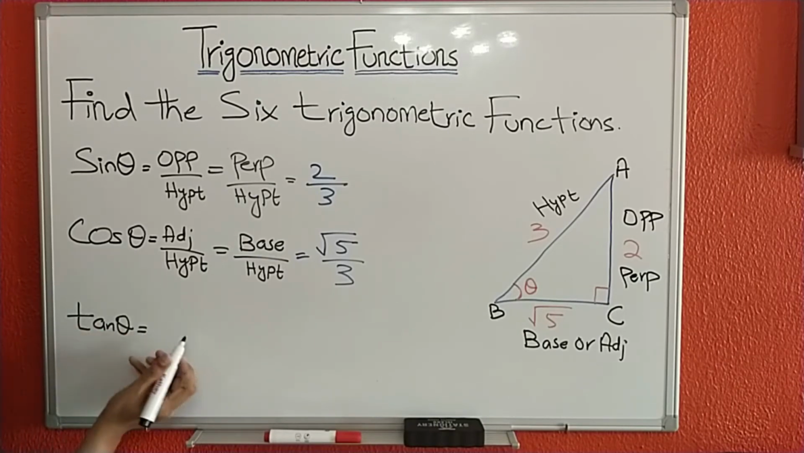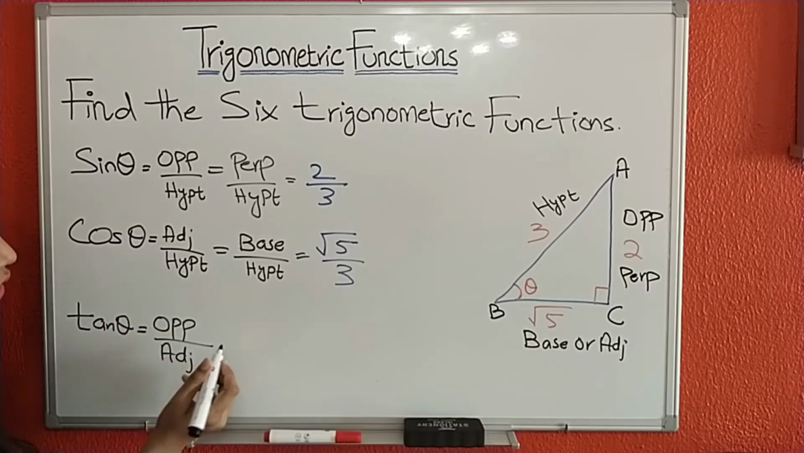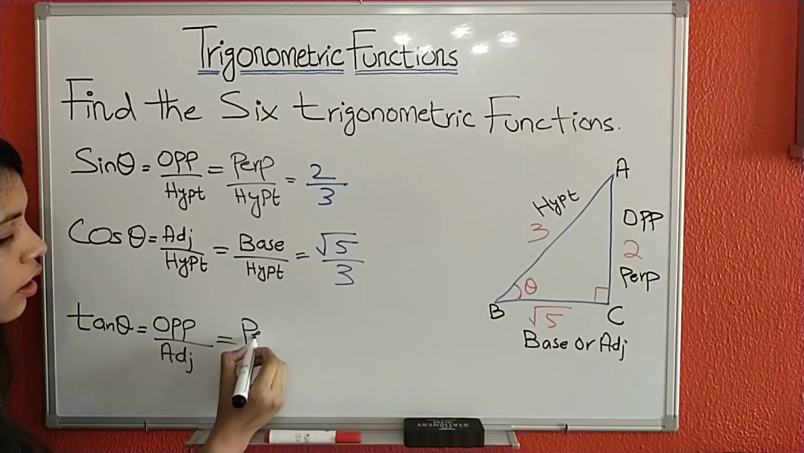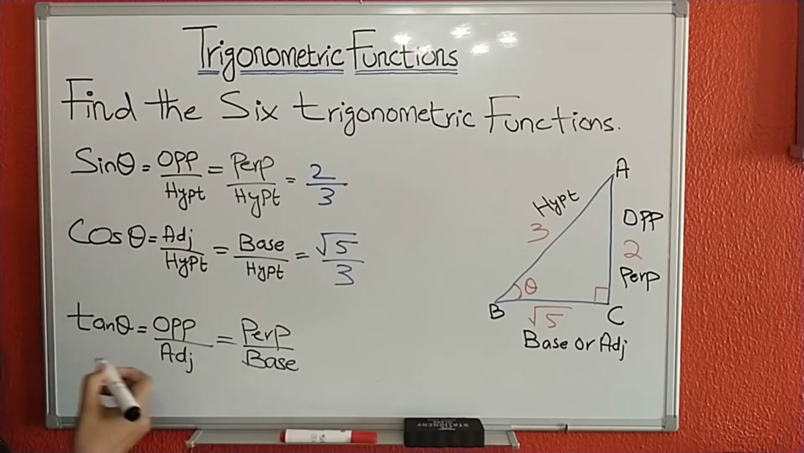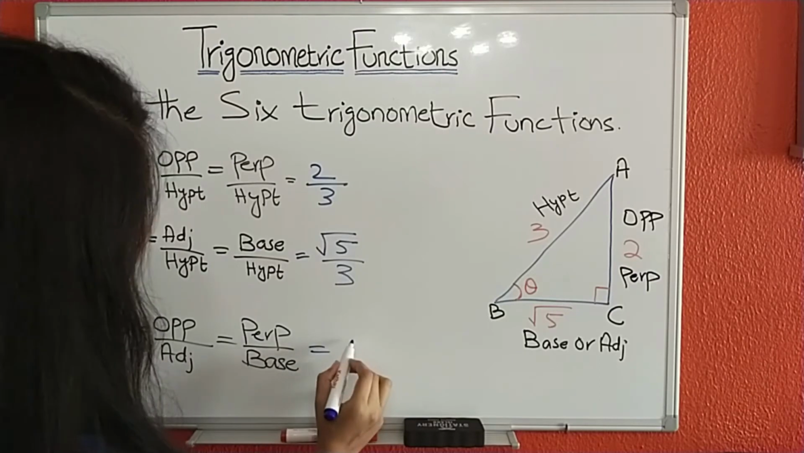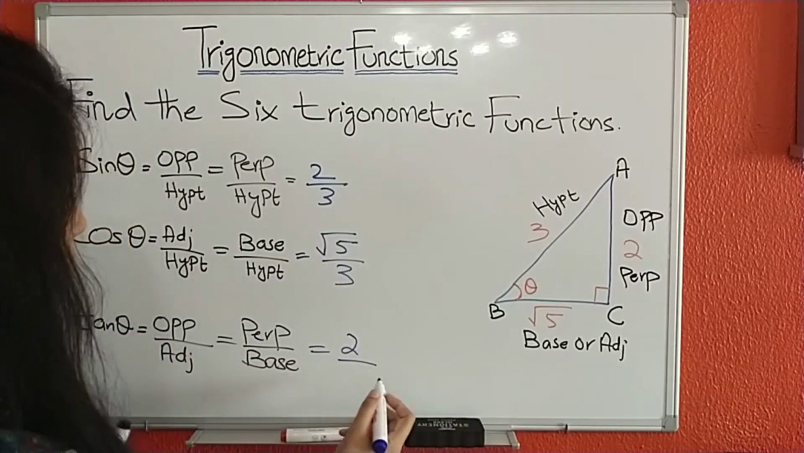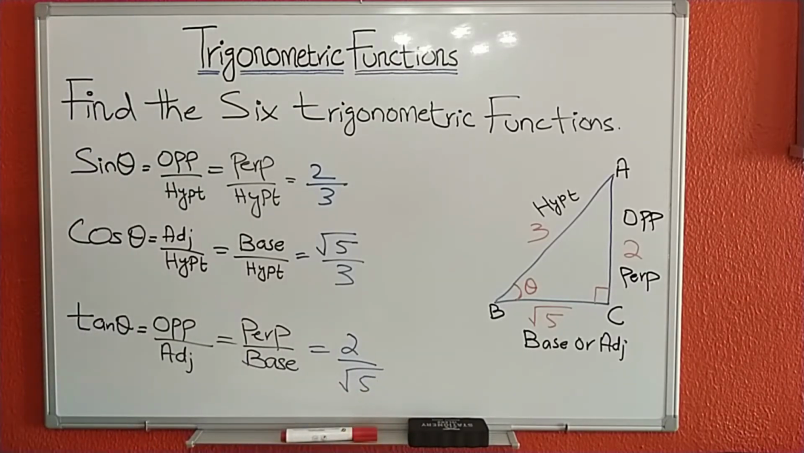Okay, and tan theta is equal to opposite upon adjacent or perpendicular upon base. And the value of perpendicular or opposite is 2, and the value of base or adjacent is root 5. So I have found the values of sine theta, cos theta and tan theta. Now I am going to find the other three.